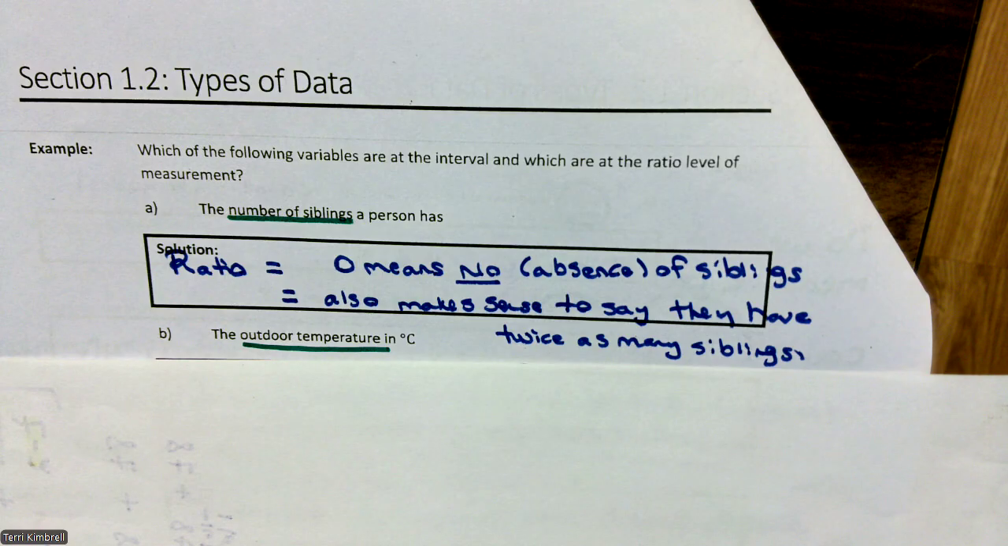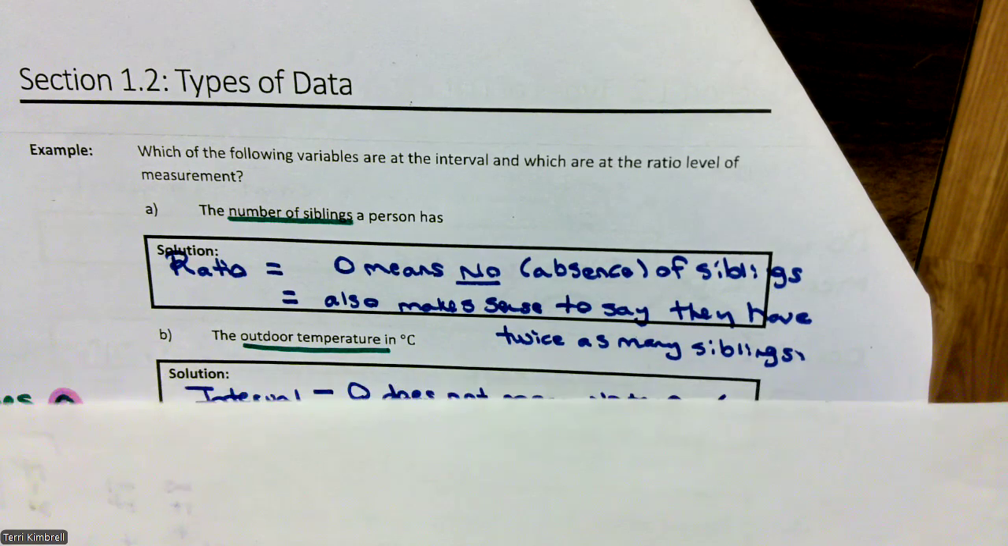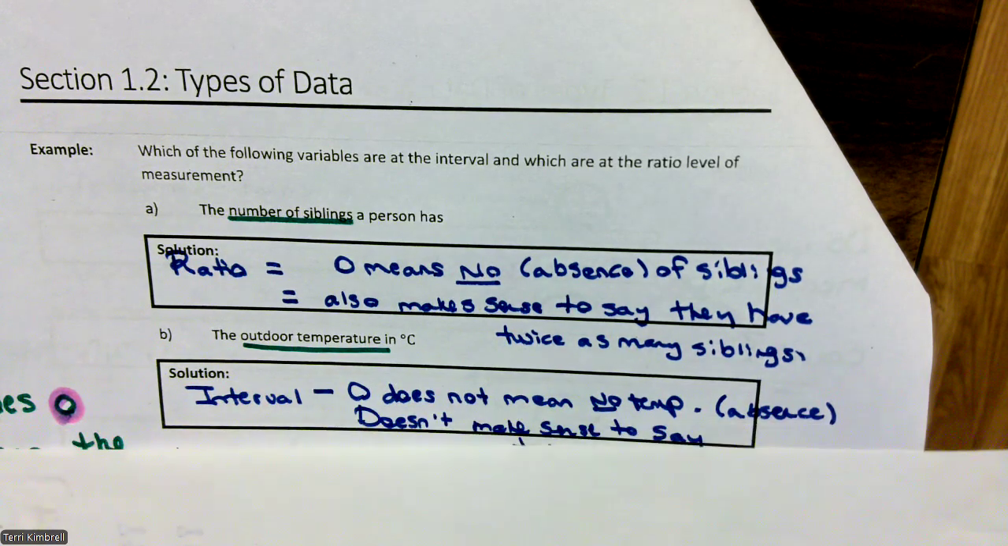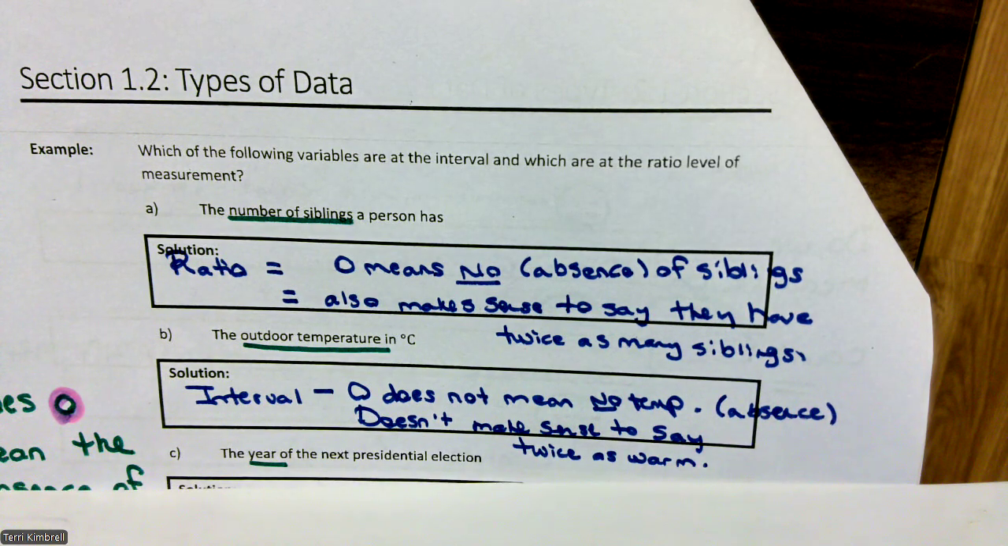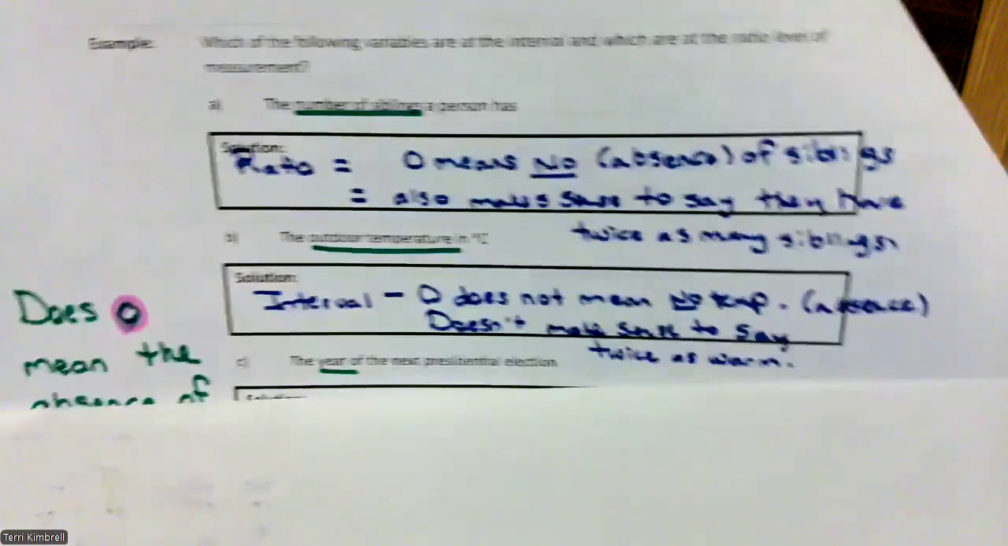The outdoor temperature in degrees Celsius. That is quantitative. You can do math with temperature by seeing how much warmer or cooler it is each day. So temperature can be negative. You also can think about temperature as being a position on the scale. So temperature is interval. 0 does not mean no temperature. It doesn't make sense to say it is twice as warm.